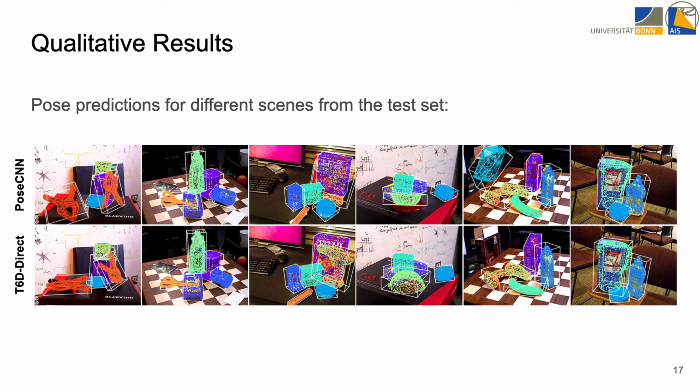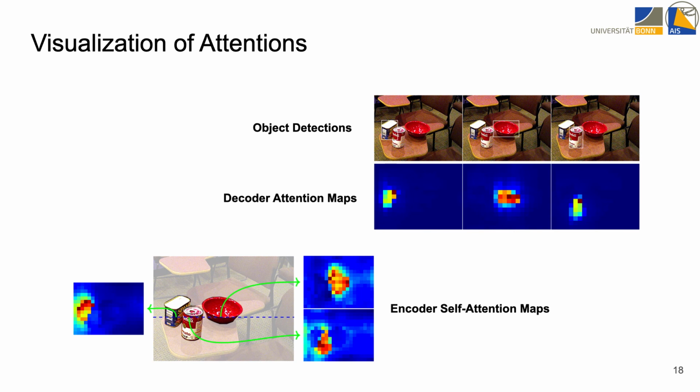We also depict some predictions from the test scenes. We can observe that our model pose predictions are considerably better than PoseCNN. To understand how the transformer works for the task, we visualize the encoder-decoder attention maps. We can observe that the transformer can localize each object and separate them successfully in both encoder and decoder modules. We visualize the encoder self-attention maps for 3 pixels belonging to the 3 objects in the image. All 3 pixels lie on the same horizontal line but attend to different parts of the image.